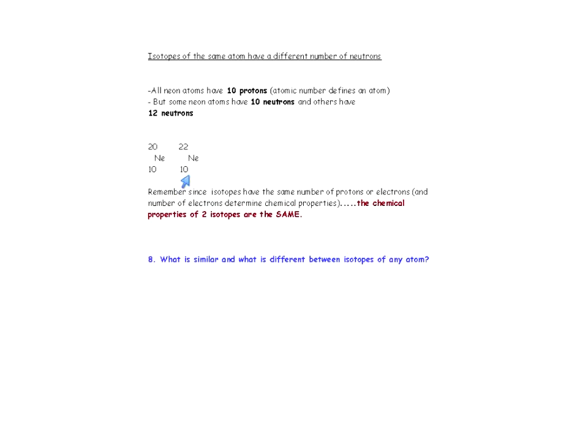Okay, so now remember that because they have the same number of protons or electrons, their chemical properties are the same. So these two different types of isotopes for neon, their chemical properties are going to be the same because they have the same number of electrons. And again, it's only the electrons that determine the chemical properties of an atom.